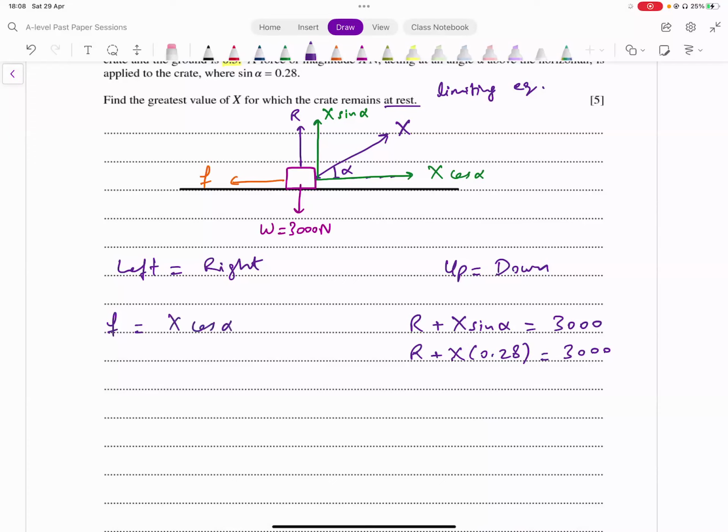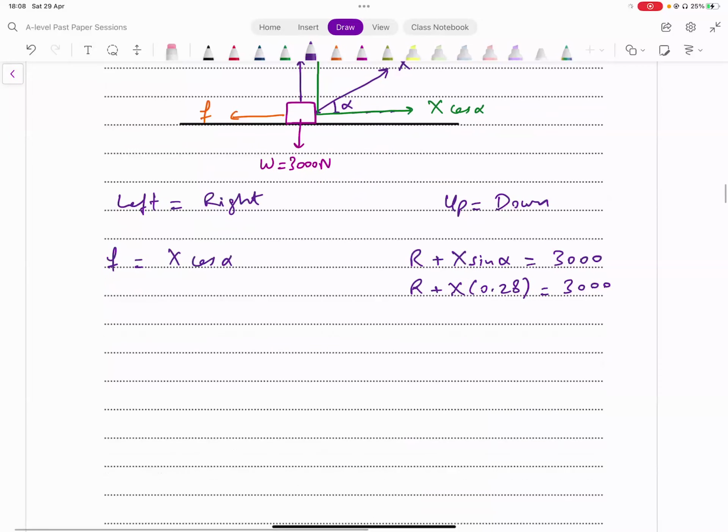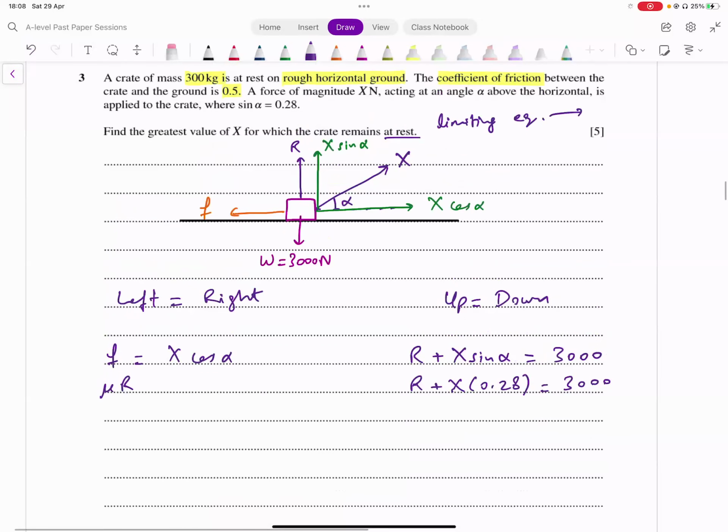राइट फोर्स आपकी कौन सी लग रही है? x cos alpha, ठीक है। अच्छा अब क्या करें, फ्रिक्शन की जगह पे म्यू आर डाल देते हैं, बिकॉज सिंस इट्स लिमिटिंग इक्विलिब्रियम, जब भी लिमिटिंग इक्विलिब्रियम होता है, the first thing that should come to your mind is F equals mu R. Limiting equilibrium केस में फ्रिक्शन की वैल्यू mu R के इक्वल होती है। Now we know the value for mu. Mu is 0.5. इसने यहाँ पे क्वेश्चन में बताया हुआ है हमें.